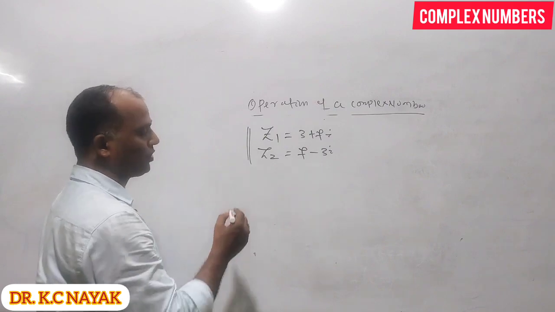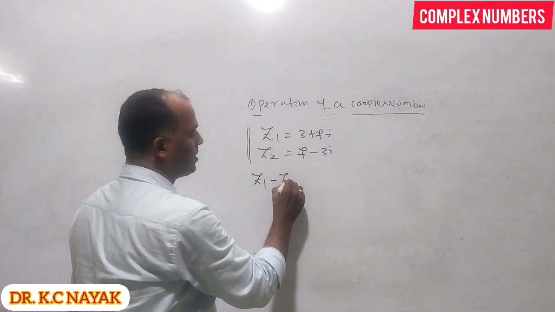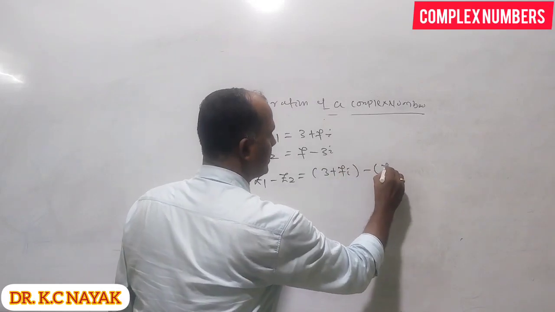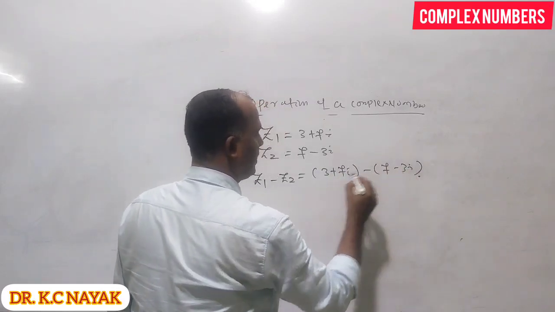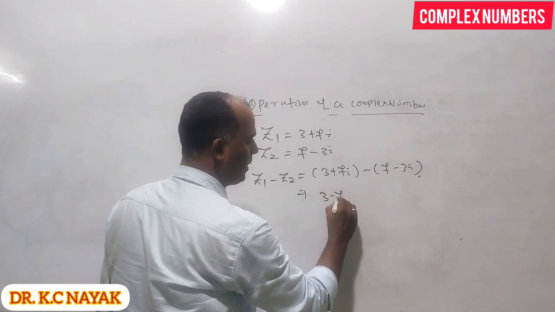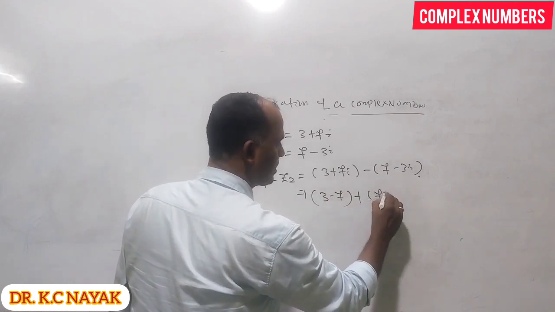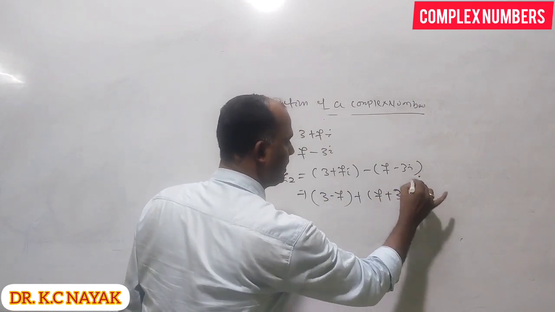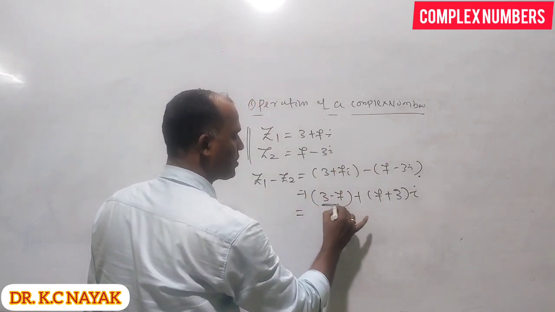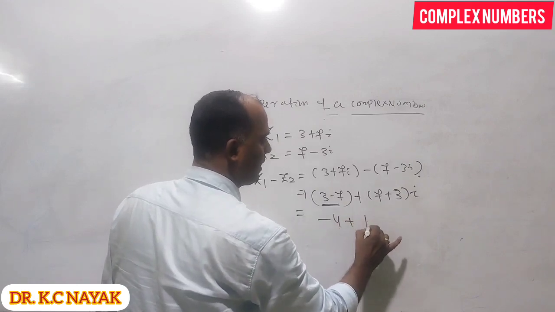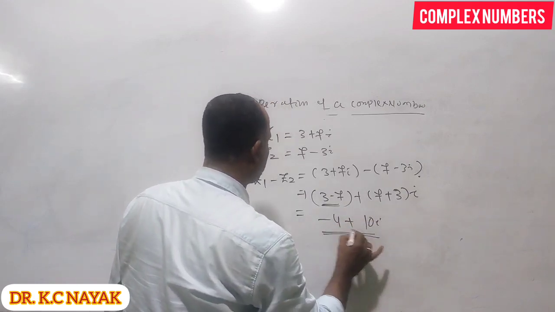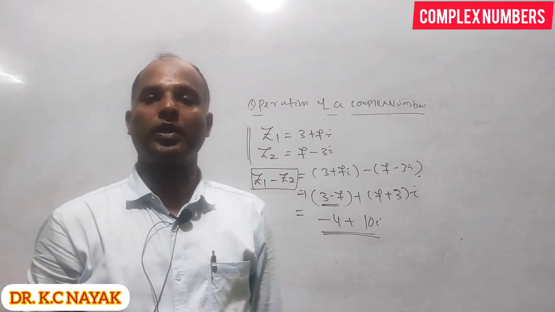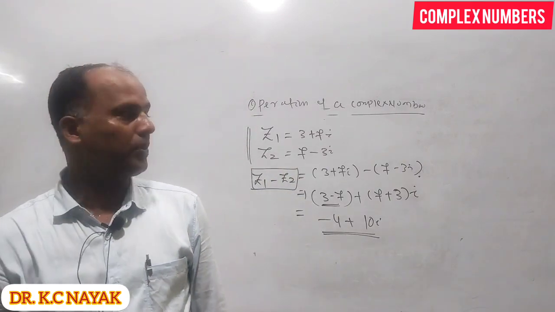How do we make the subtraction? z1 minus z2 is 3 plus 7i minus 7 minus 3i. That means 3 minus 7 plus 7 minus of minus 3, that means plus 3 of i. That means 3 minus 7 is minus 4, plus 10i. This is the subtraction of two complex numbers. So remember, the subtraction of two complex numbers is also a complex number.